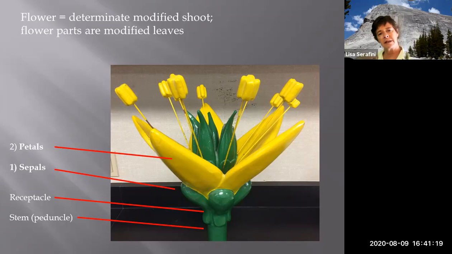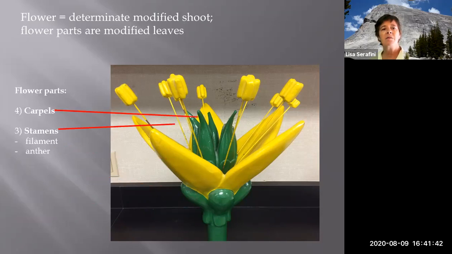If we go to the next highest level or node, then we're at the petals. And petals we typically think of as showy, as bright, they attract pollinators, usually. But if you have a wind-pollinated flower, you don't need to attract anyone, so you may not even have petals, or they may be very tiny. Moving on, it gets a little harder to see that these are modified leaves because they're not flat.